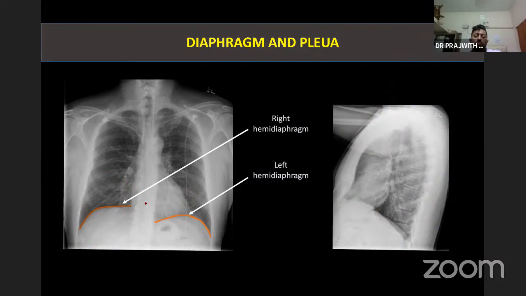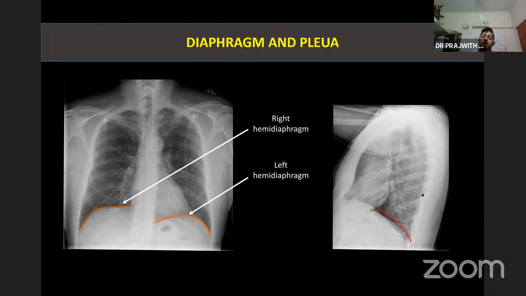Now also we have to remember that whichever diaphragm is appearing higher in this image, what does that tell us? That diaphragm is away from the film because it's zoomed up. So this diaphragm, the left diaphragm, is appearing larger. So this is a left decubitus X-ray. So it is a left lateral decubitus X-ray.